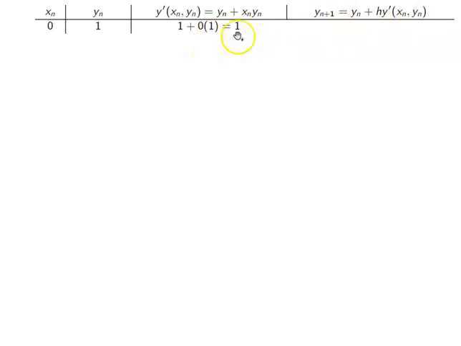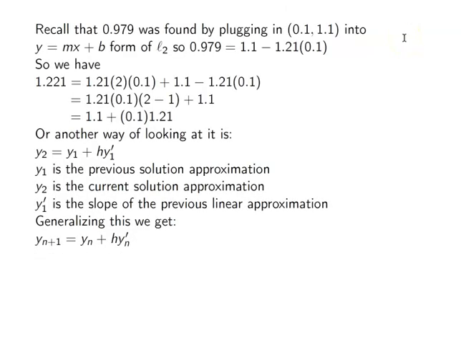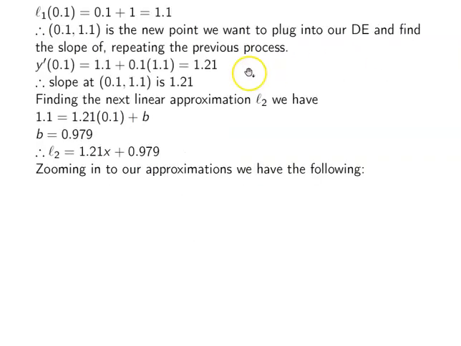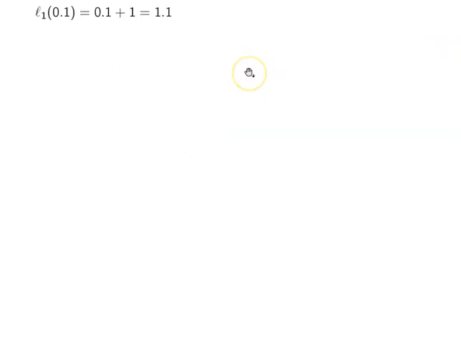And then I'm going to plug everything into here. My output is 1 plus the step size of 0.1 times what I got for y prime at my current point, so times 1, right? So yn plus h times the rate of change at my current point, and that gives me 1.1, which, again, agrees with what we had way over here. Okay, cool.